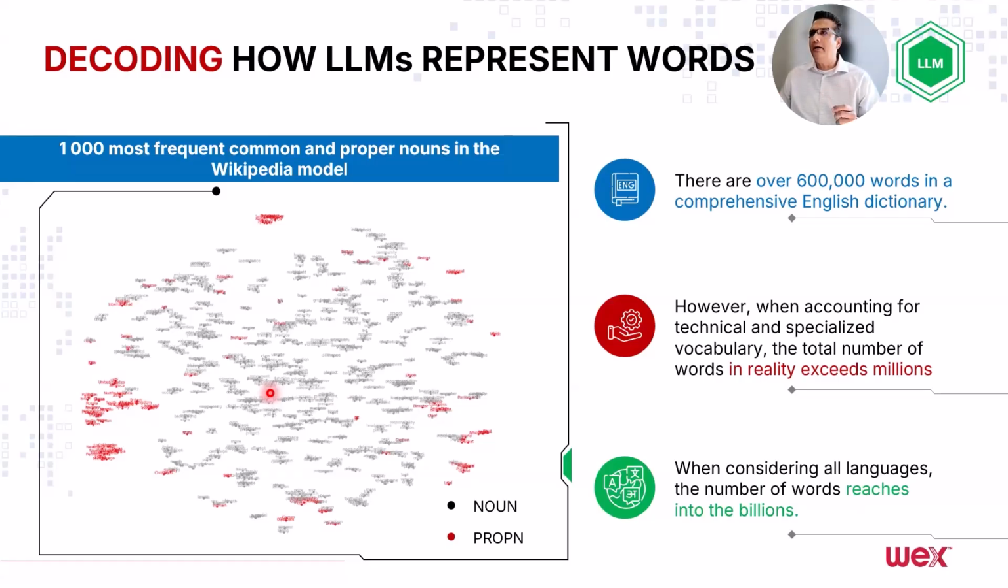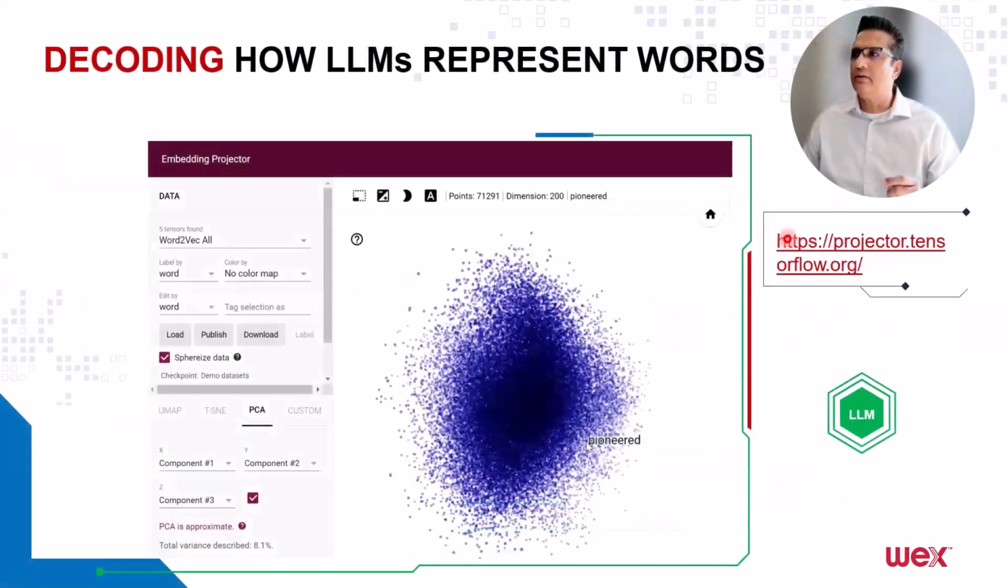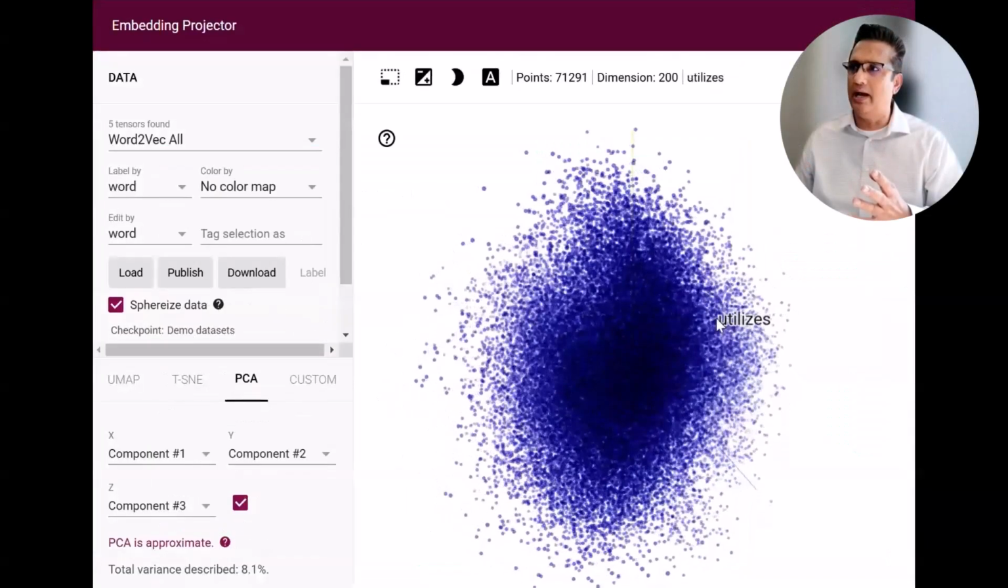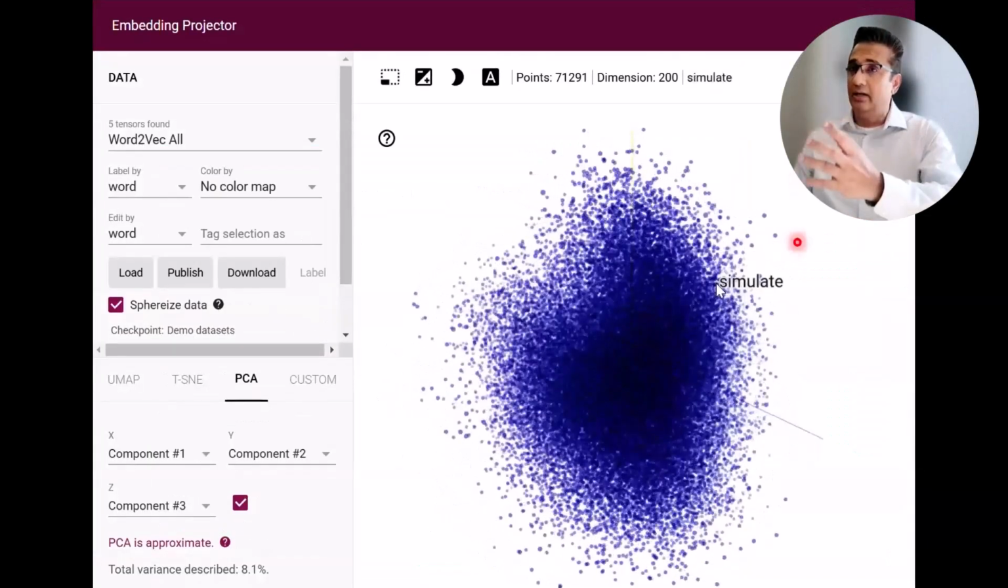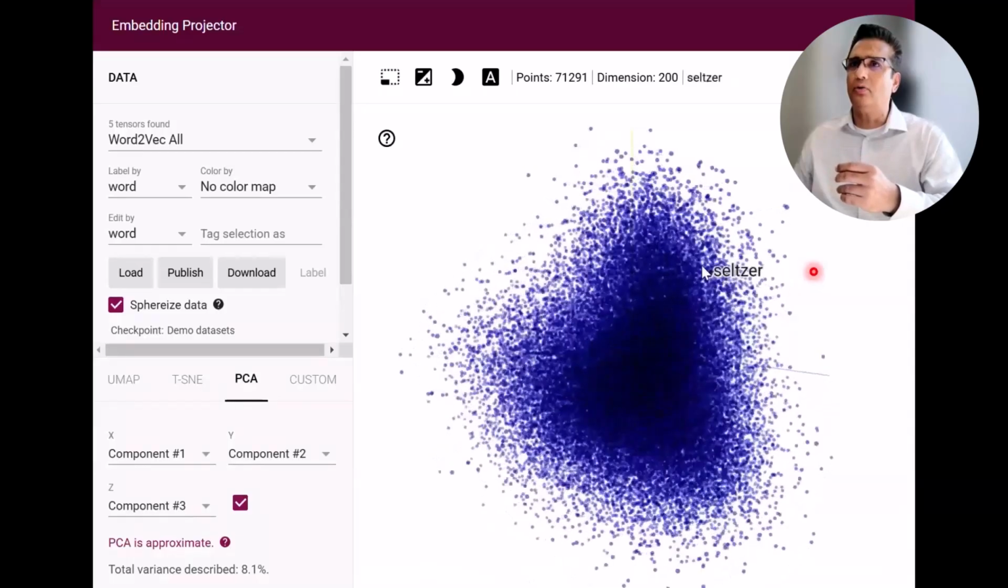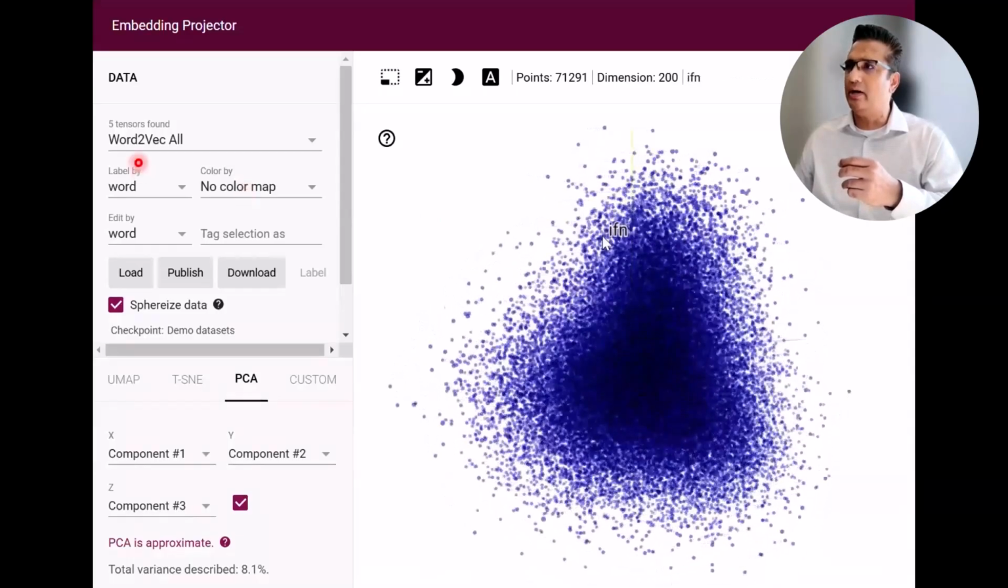So if you go to the website projector.tensorflow.org, you can actually see the map of words. You can experience it yourself. I would actually recommend you go to that website and take a look at it. But just to show you how that map actually looks like, that's only for the word2vec library that I'm showing you right now.